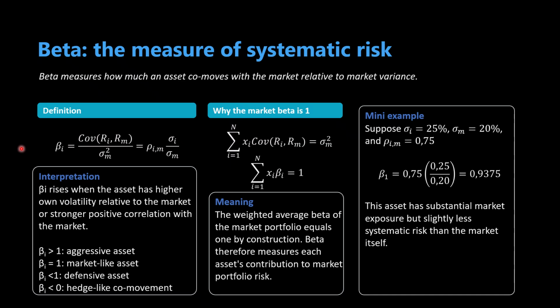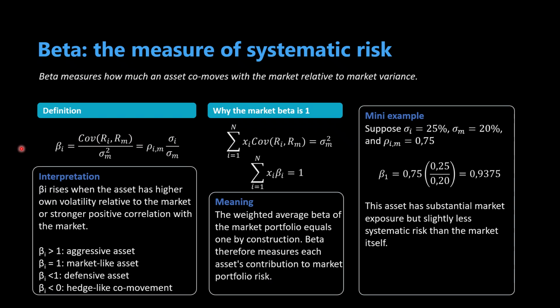Now, why does the market portfolio have a beta of exactly 1? Because the weighted average beta of all assets in the market portfolio must equal 1 by construction. Beta is defined relative to the market, so the market's own beta is always equal to 1.